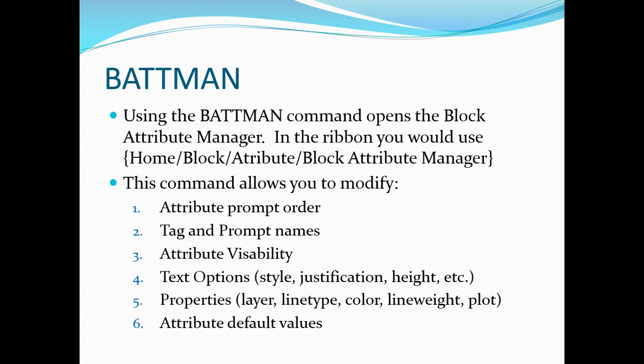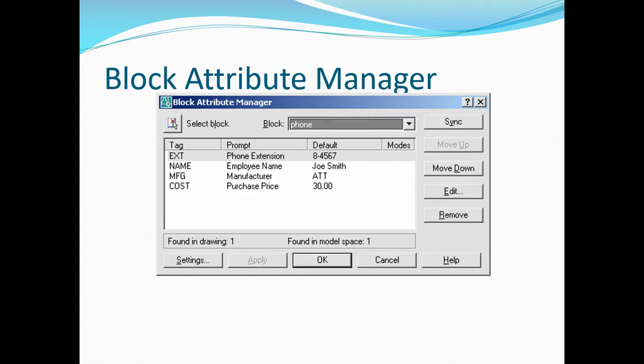It allows you to modify almost everything about your block: the attribute prompt order, the tag and prompt names, whether it's visible or not, the text options, the properties, and the attribute default values. It looks like this, and you can select each one that you want. You can move them up or down in the order, and edit them specifically, or remove one if you want to.